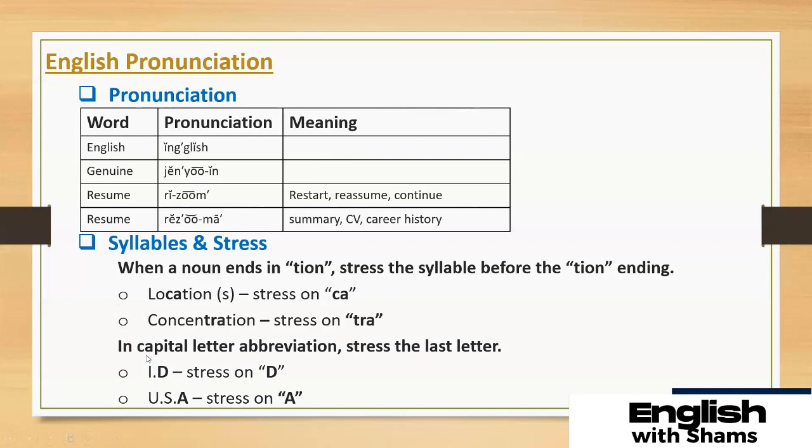Then in capital letter abbreviations, stress the last letter, like ID. D is the last letter here, so we should be stressing on D. It should be like ID, TV, USA, right? So the last letter should be emphasized, like ID, USA, TV. All right. Then in syllables and stress, we will be discussing this one.